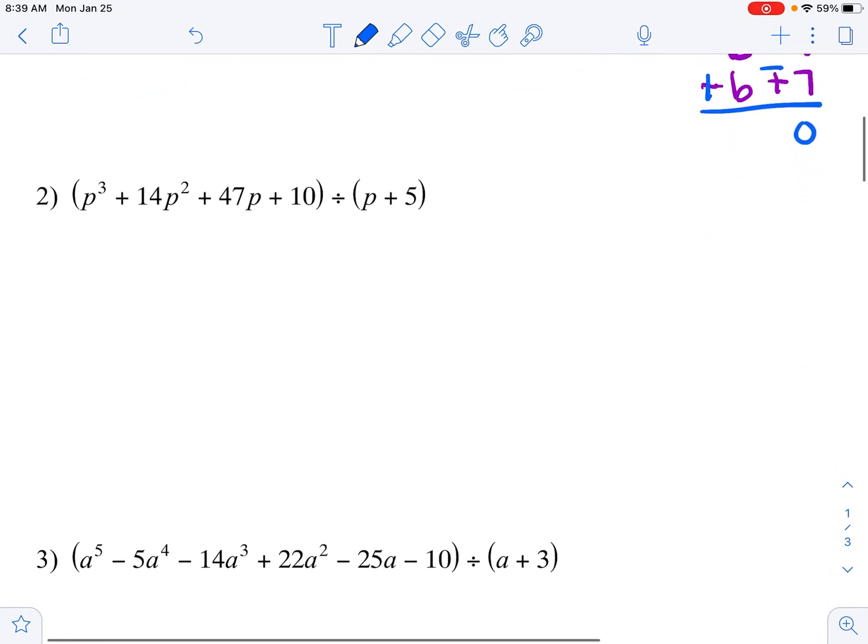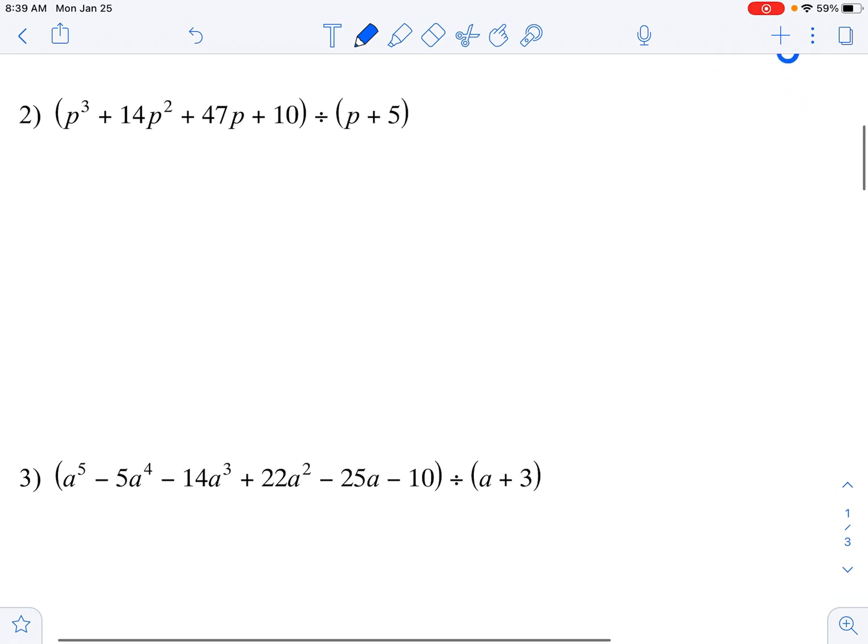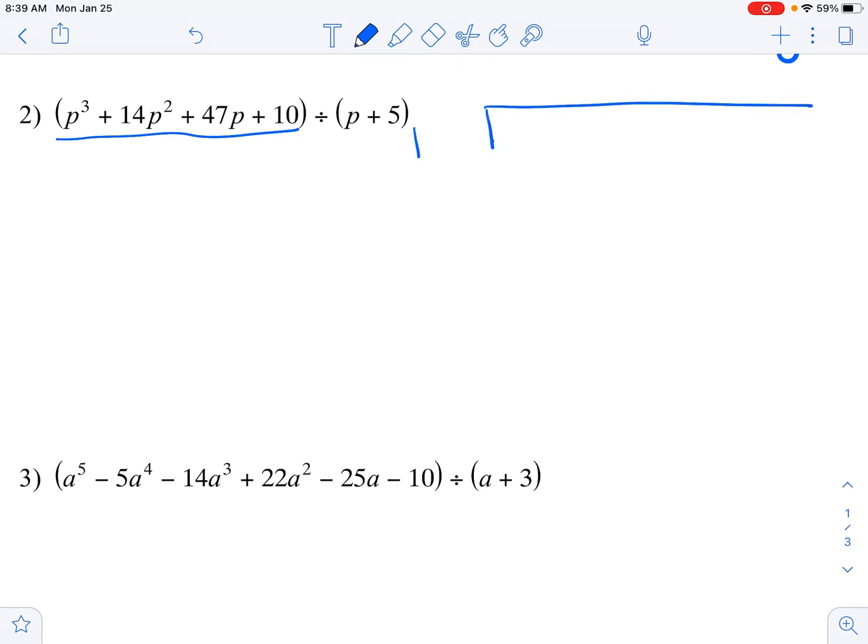Let's try it again. Remember, this one goes inside the house. The p plus 5 goes outside the house. Okay, so p to the third plus 14p squared plus 47p plus 10.